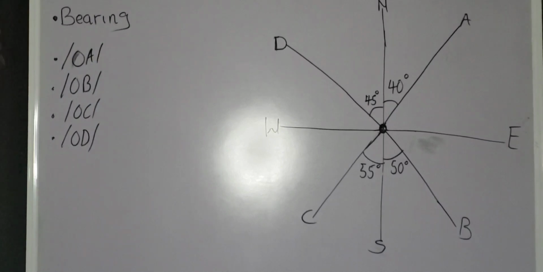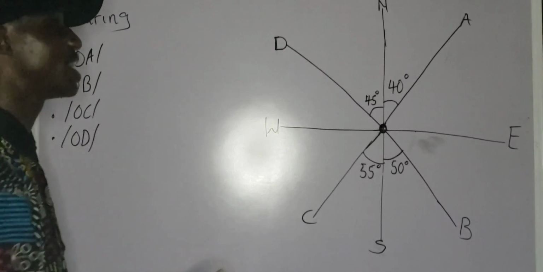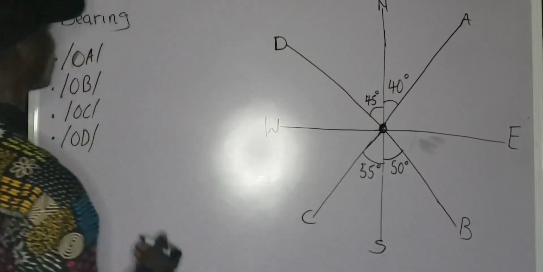To calculate the bearing of line OA, let me start by defining what is meant by bearing. Bearing is similar to azimuth, but bearing is not greater than 90 degrees. The bearing of a line is the angle which the line makes with the meridian. That is the simple definition. The meridians are the 4 cardinal points. So now, the bearing of line OA is what?